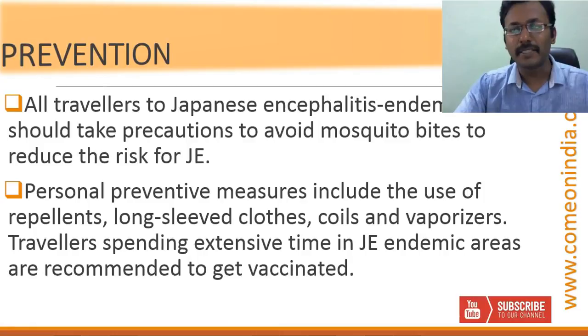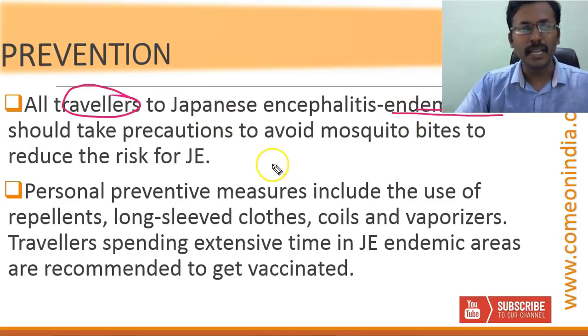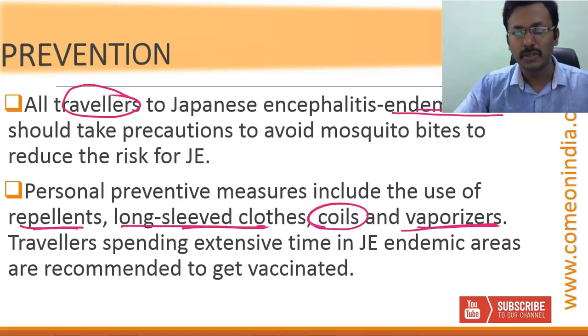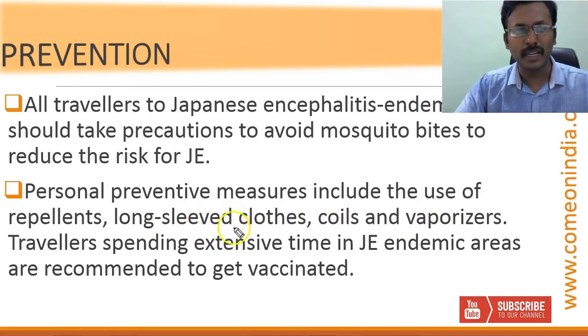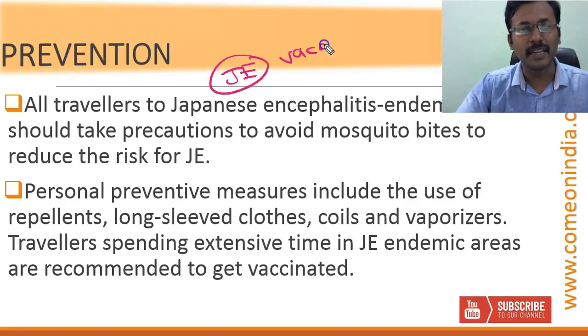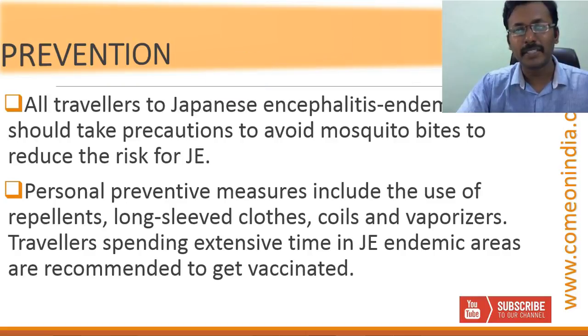How to prevent Japanese encephalitis? The travelers who are visiting the Japanese encephalitis endemic zone should take many precautions to avoid mosquito bites. Like they have to use repellents, they can use long sleeved clothes, mosquito coils and vaporizers can be used. If the traveler is going to spend a long time in the endemic areas, they should get vaccinated for Japanese encephalitis. There is a growing demand in India and all over the world to include the Japanese encephalitis vaccine within the immunization schedule. Let's see what happens.